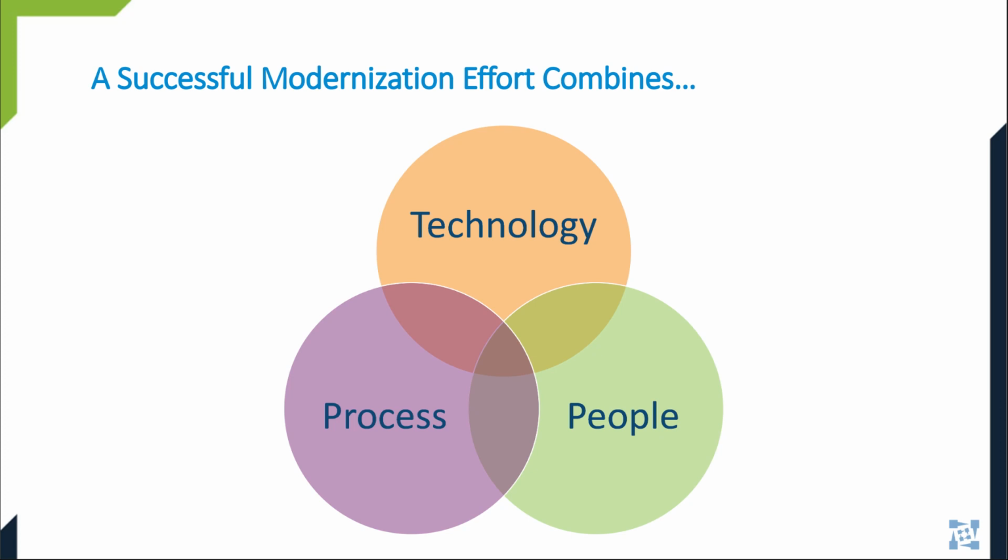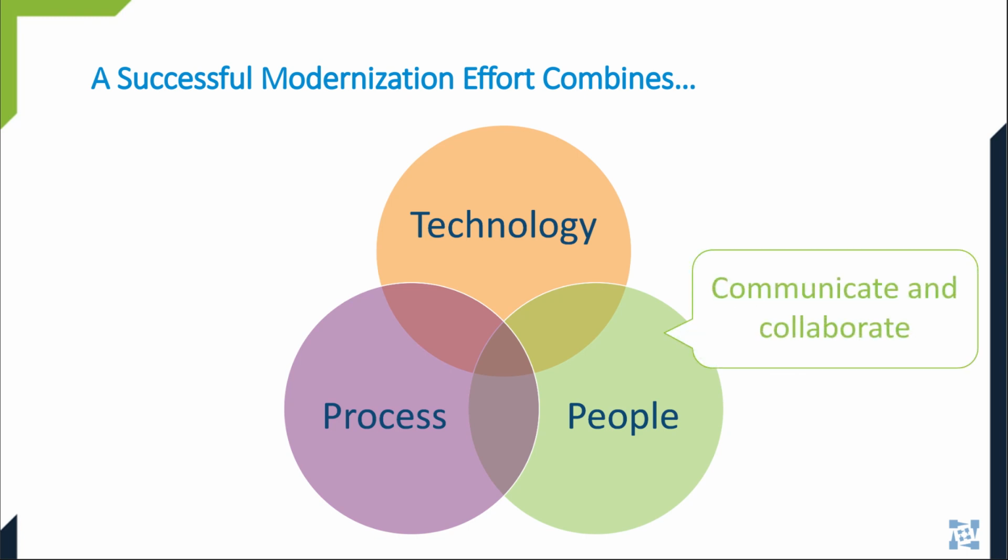A successful modernization effort combines a lot of things. To modernize your legacy development environment for continuous software delivery, it's essential to invest in a software development practice that combines people, processes, and technology. The people are the most important component with their expertise and domain knowledge. They are the key to enabling the organization to succeed at both communication and collaboration around the new processes.